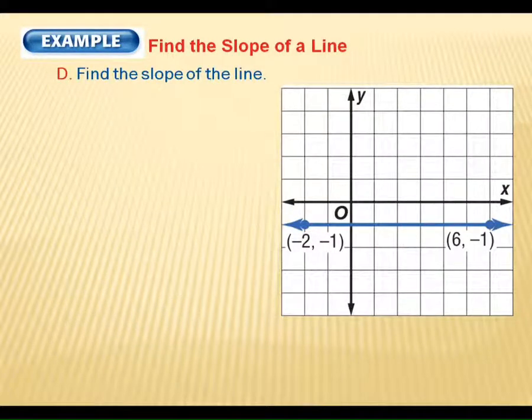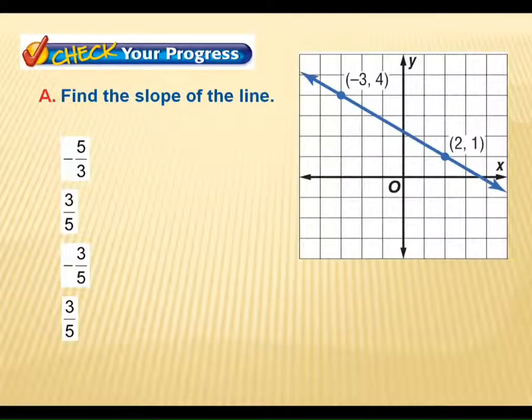So what's the slope of this line without doing any calculations? 0. Flat line, 0 slope. Okay. Again, just more here. Slope from one point to another. Down 3 to the right 5. So it's going to be negative 3/5.